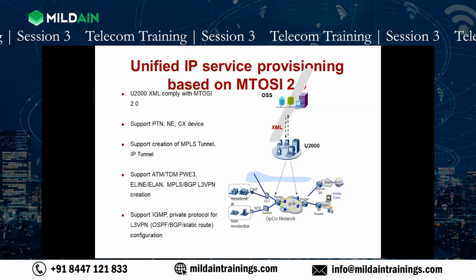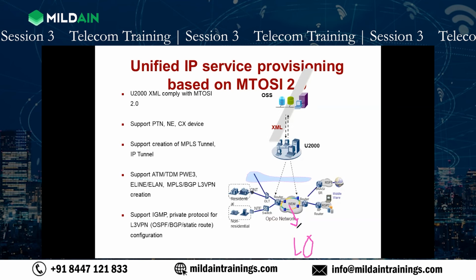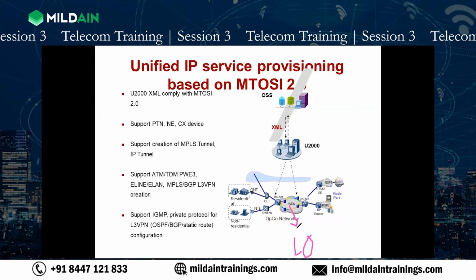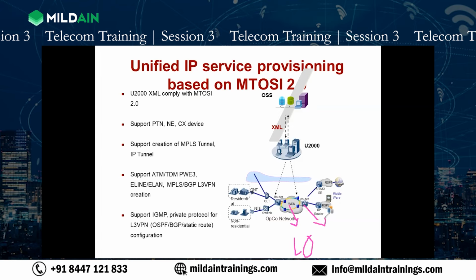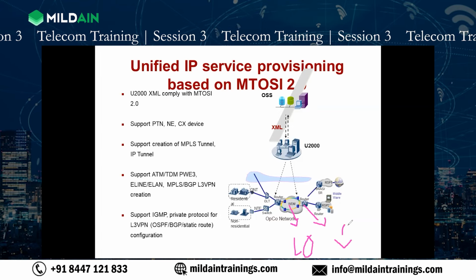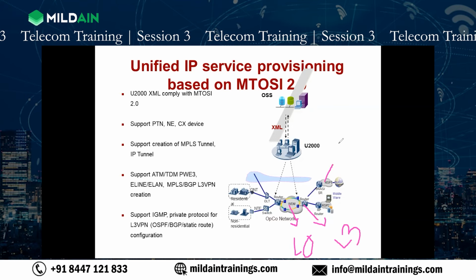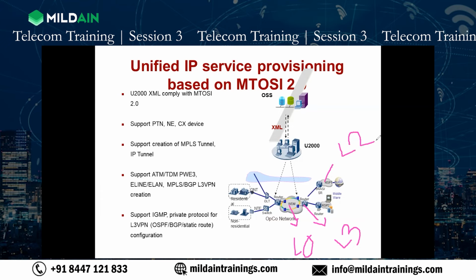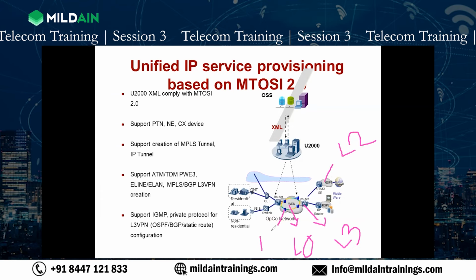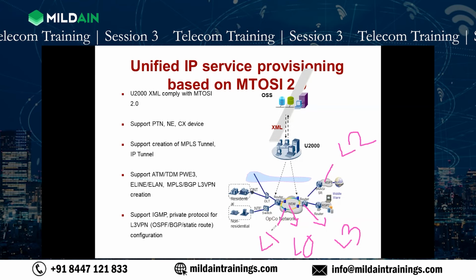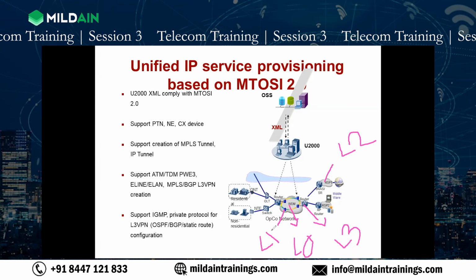So here, this WDM, which layer is it? Layer 0, optical. DWDM, sorry. The router is layer 3. And here, the internet, some switches are there, so layer 2. And some multiplexers are layer 1. So all are a mix of layer 1, layer 2, layer 3, layer 0. Four layers are there.